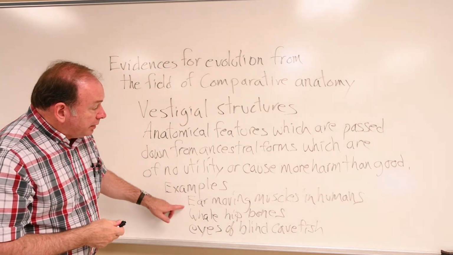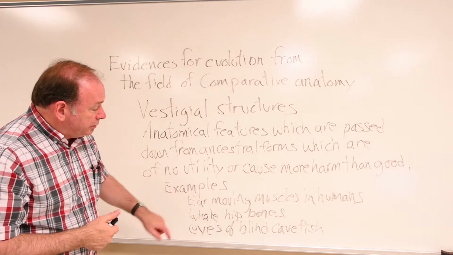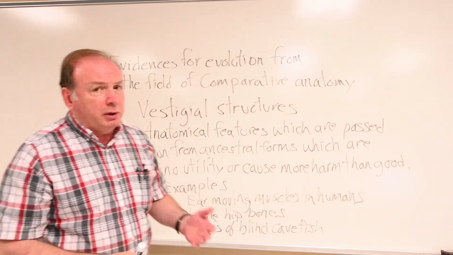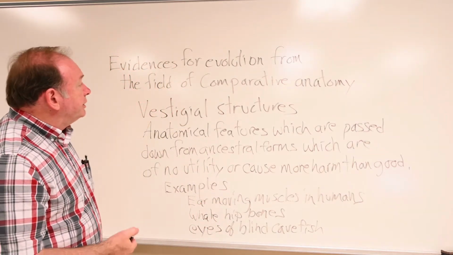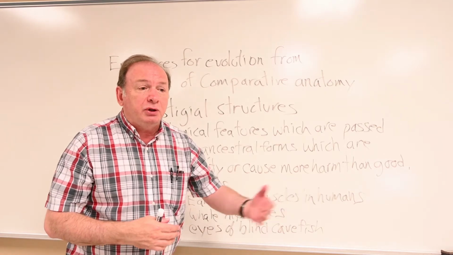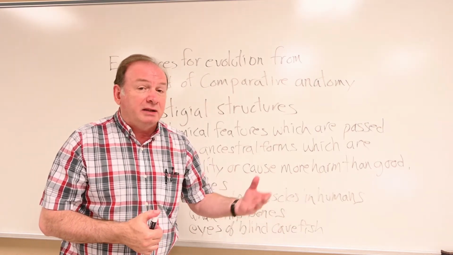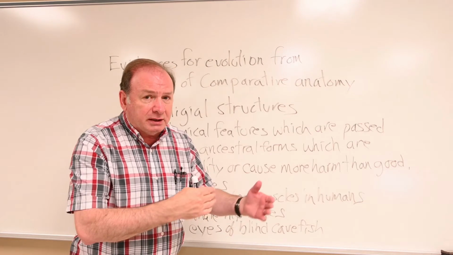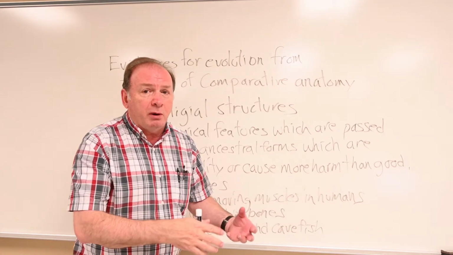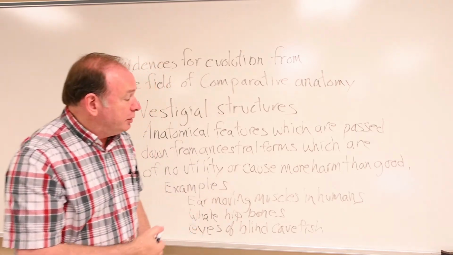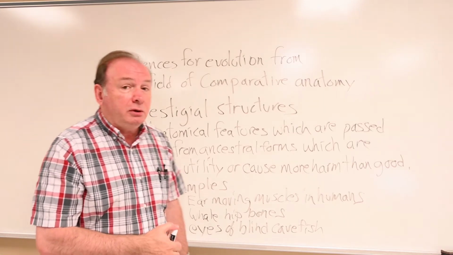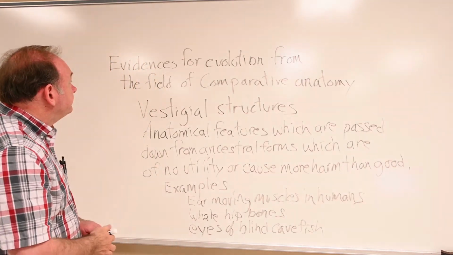So ears, ear-moving muscles in humans, whale hip bones, and eyes of blind cavefish are three of our examples for vestigial structures. You can probably think of many others, but those are some of those things. And they're thought to be evidences for evolution, because if they hadn't been passed down from an ancestry, we wouldn't have them. So things had changed from a time when they were useful in an ancestral form, they were a beneficial structure, but in modern forms, they're no longer of any utility or more harm than good.